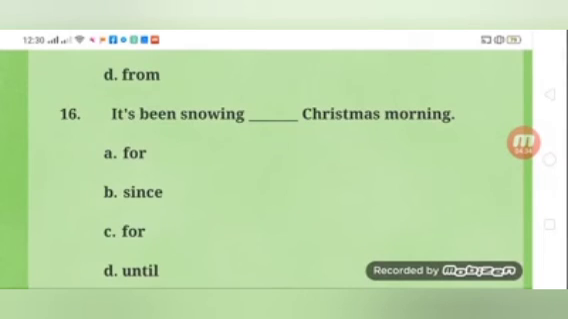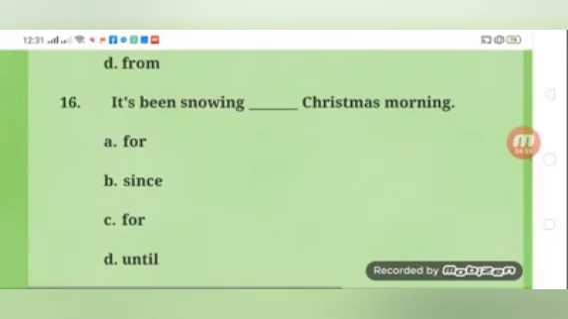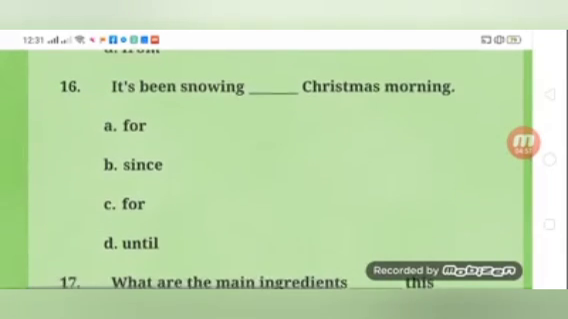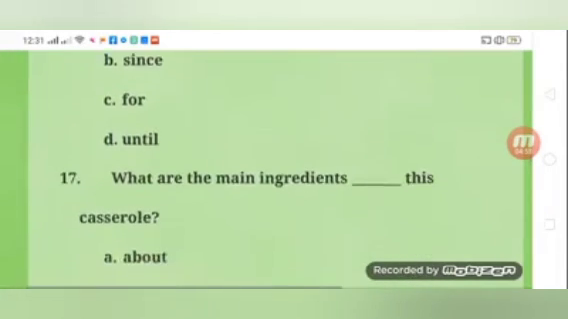So, perfect tenses, we usually use for and since. Pero since, ang gagamitin natin dito is since kasi start ng time siya. Pag since kasi start ng time, pag buong time, o yung total period, for. Like for 30 days, like that. Since start, yung Christmas morning, is the start of the time or the period, so we have to use since. Okay? So, it has been snowing since Christmas morning.